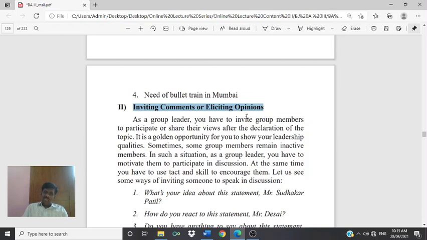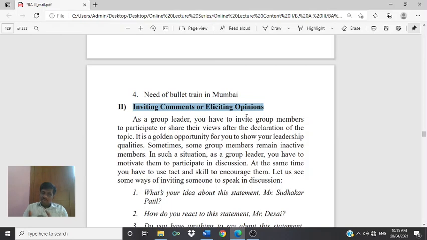So, inviting comments or eliciting opinions: what is it? As a group leader, you have to invite group members to participate or share their views after the declaration of the topic. For example: "So friends, today's topic is the need of a bullet train in Mumbai. I personally think that a bullet train in Mumbai is very essential for us, because it will make ultra fast transport available for the public from one place to another in Mumbai." So this is the initiation of the group discussion.